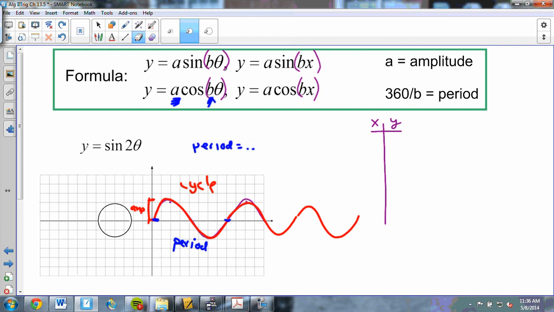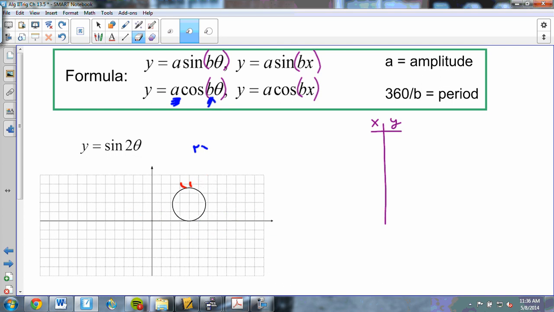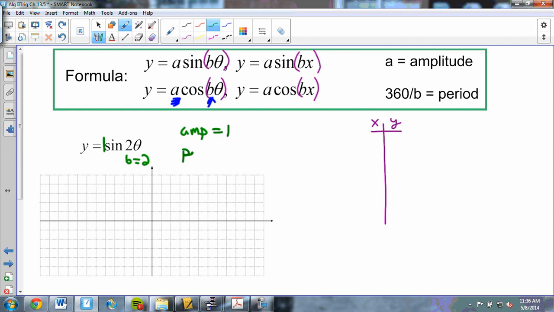So I'm going to graph this y equals sine of 2 theta. All that graphing I just did wasn't y equals sine 2 theta. It was just random graphs I wanted to show to talk about some things. Here the A value is 1, so the amplitude is 1. The B value is 2, so the period is 360 over 2, which is 180.